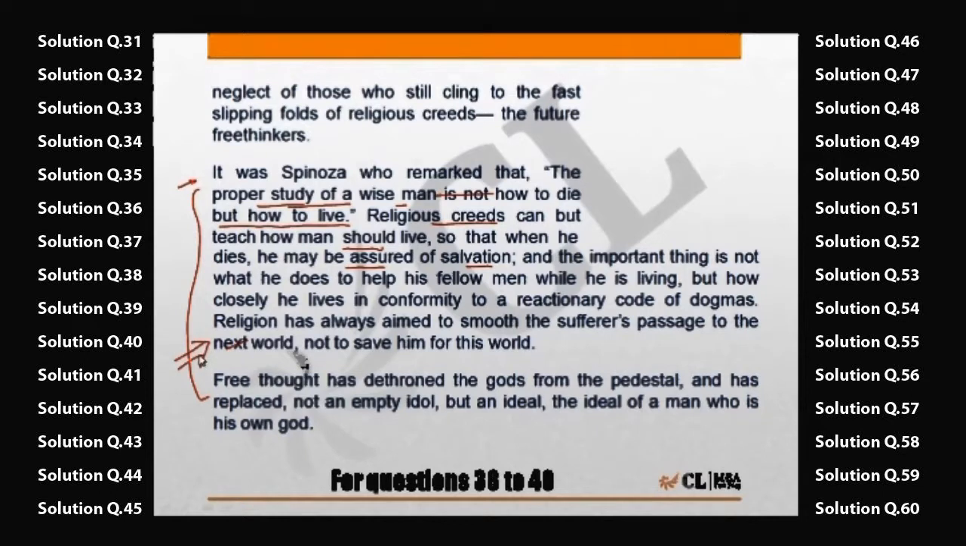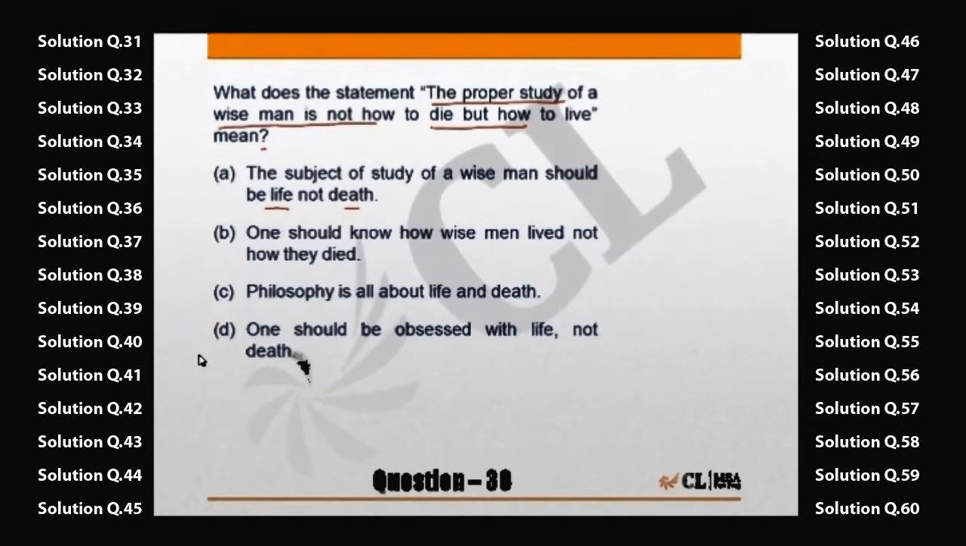Okay. So let's go to the choices. Choice A, subject of study of wise men should be life, not death. Yes, possibly this is correct, but let's verify the other choices also. One should know how wise men lived, not how they died. Looks close, but between A and B, I would opt more for A, because this is talking about studying the life of the person. This is going to be in greater detail possibly. Choice C, philosophy is all about life and death. No. One should be obsessed with life, not death. No, incorrect. Correct answer is choice A. Let's move to the next question now.